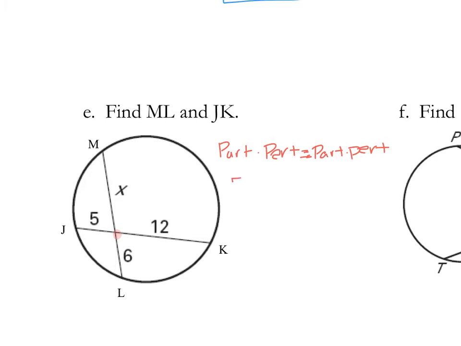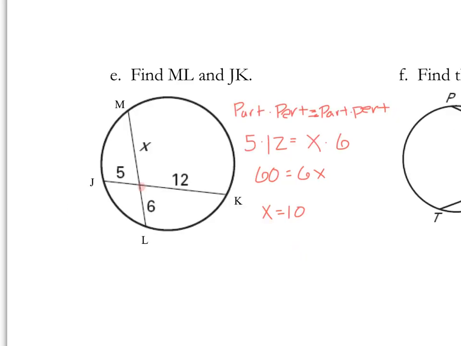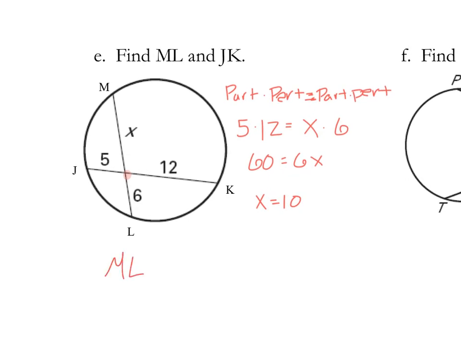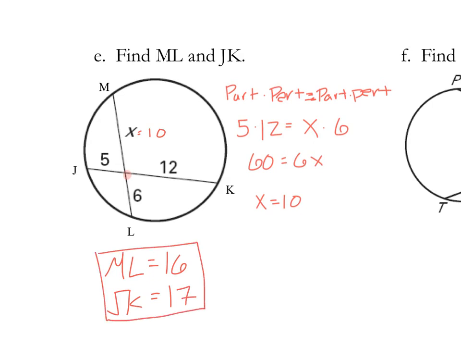So part of it is 5 times 12 equals x times 6. So 5 times 12 is going to be 60 equals 6x. So I divide, and x is going to give me 10. So to get ML, if x is 10, I get 16. And JK, I already knew, was 17. And all I did to find that is I found the length of J and K, so 5 plus 12, and then I found the length of ML, which is 10 plus 6.